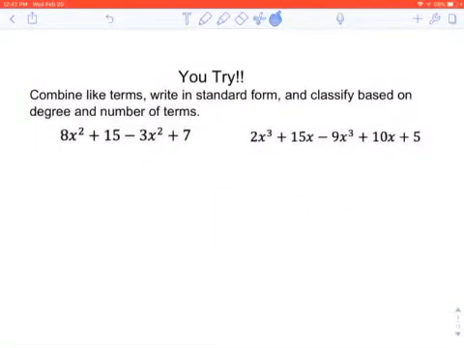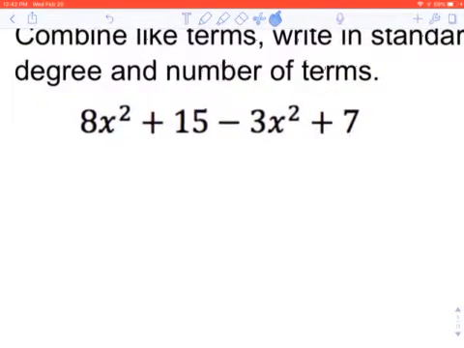Go ahead and pause the video now if you want to try these problems on your own, but otherwise we are going to put this together. One thing that does happen is you want to make sure you combine like terms before you start moving things around and writing in standard form.